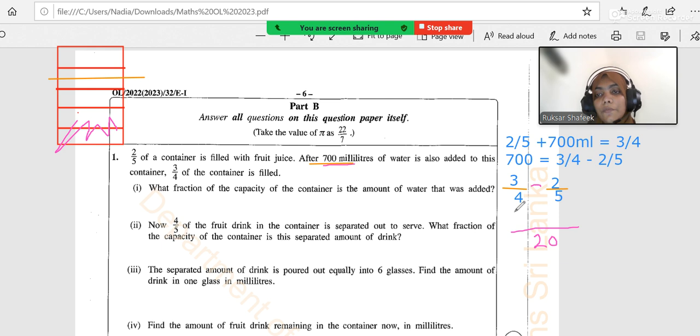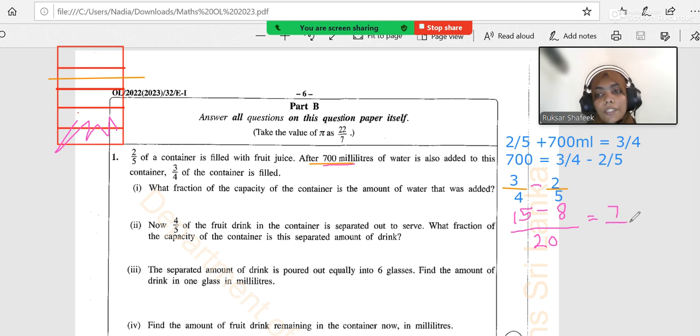So 3 times 5 would give me a 15. So I need to write that 15 down here. And then minus 5 times 4 is 20. 2 times 4 would give me 8. So 15 minus 8 over 20. So 15 minus 8 would give me the answer of 7 over 20.